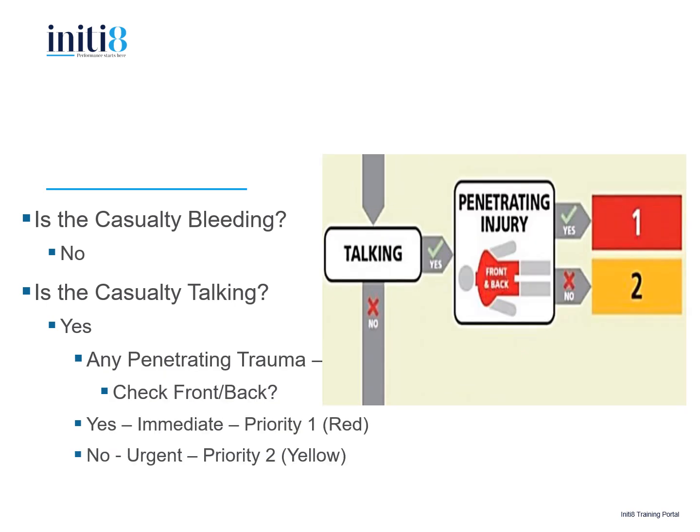Is the casualty bleeding? No. Is the casualty talking? Yes. Is there any penetrating trauma on the torso, front or back? If there is yes to that answer, the patient is categorized as immediate priority 1, red. If no to that, no penetrating trauma, front or back on the torso, the casualty is categorized as urgent priority 2, yellow.